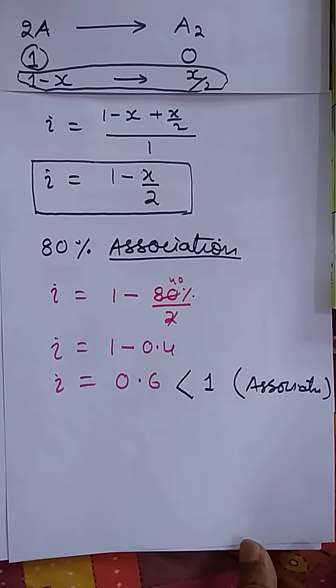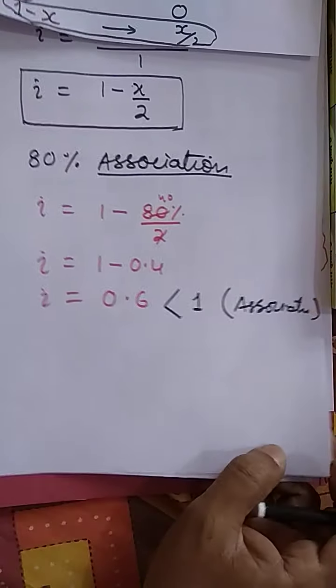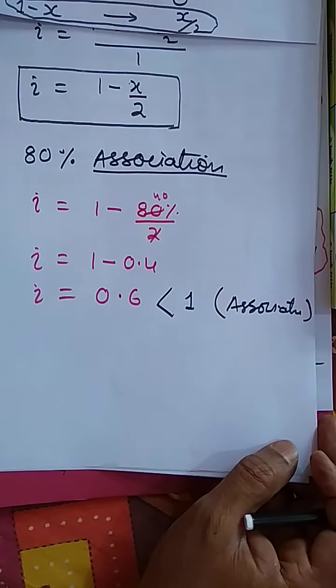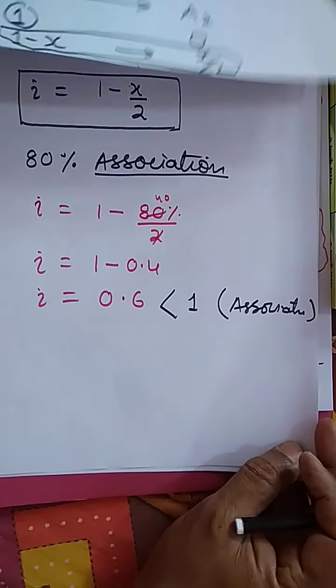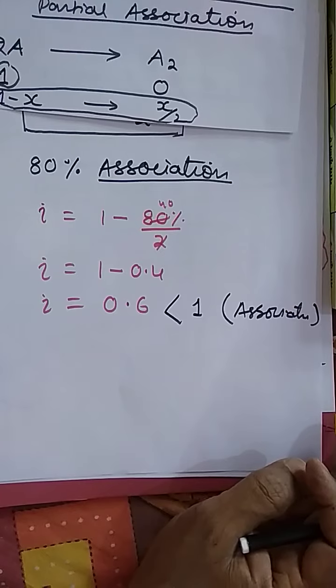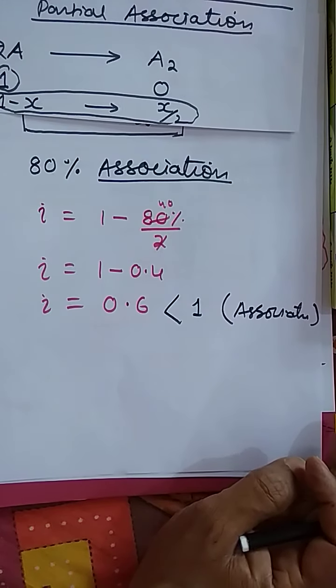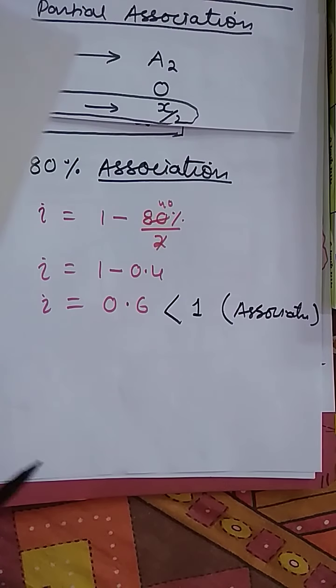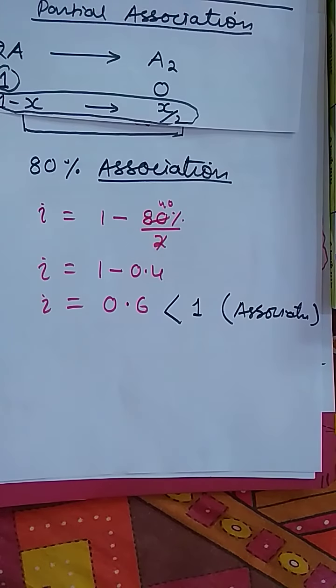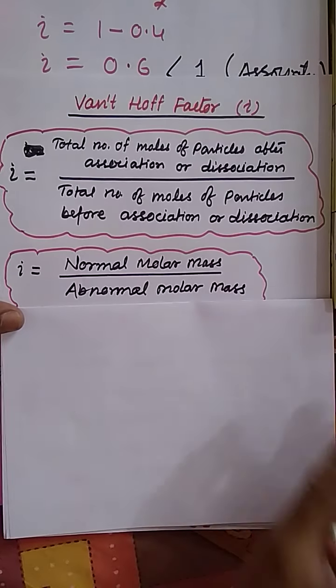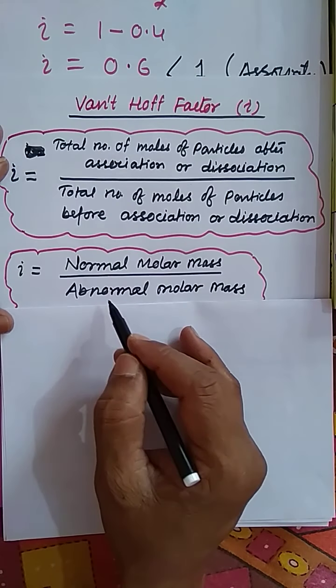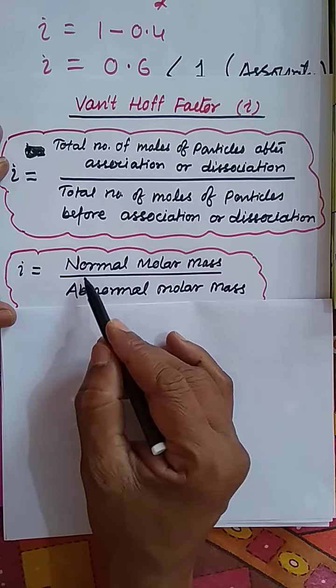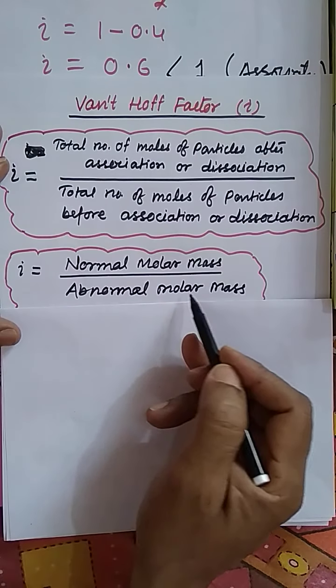So well friends, you can calculate the value of I, and it's very easy to solve a problem. Now next, one more thing is there. Van 't Hoff factor I is also defined as normal molar mass upon abnormal molar mass.